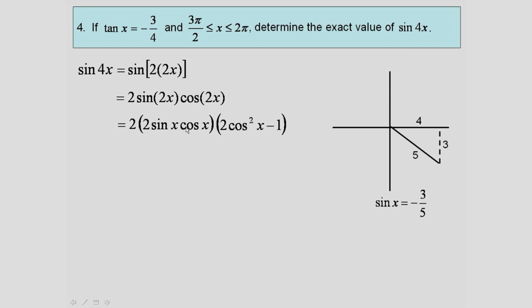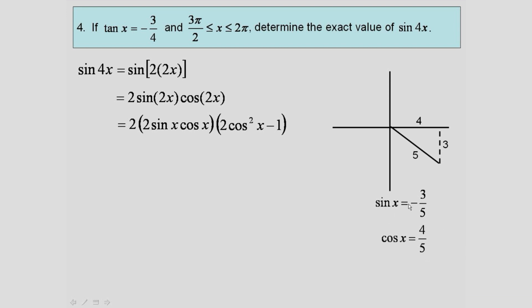We're also going to need to know the value of cos x, though. Cos is adjacent over hypotenuse. Our adjacent is 4, and our hypotenuse is 5. And we're in the cos quadrant, so it's going to be positive. We can write the cos of x is simply 4 over 5.